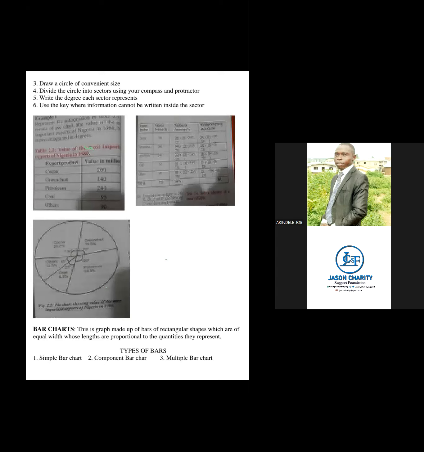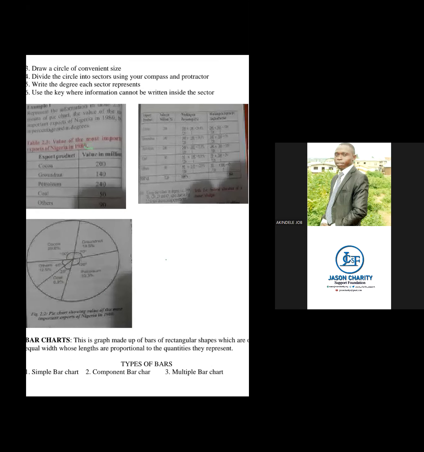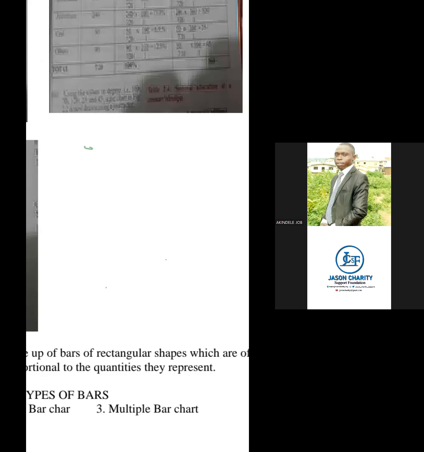Representation of information using bars. It is as simple as that. So bar chart, there are about 3 types of bar chart. Number 1, we have what we call simple bar chart. Number 2, we have what we call component bar chart. Number 3, we have what we call multiple bar chart. Now, let us take them one after the other.